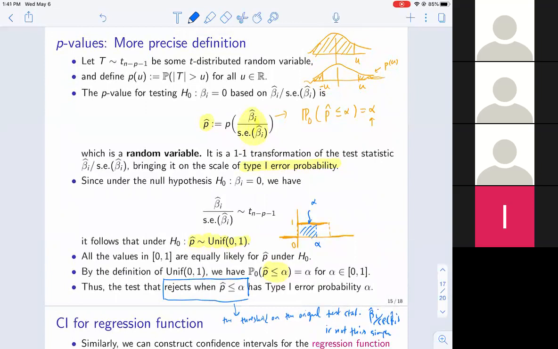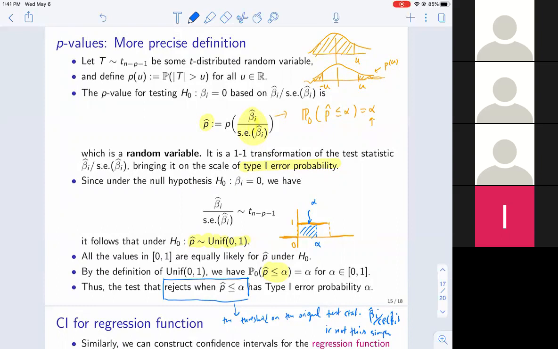Do people understand this more or less? So for example, if you compute the p-value and you see that it's like 0.5, you reject the test at level 0.05. But you can't say the null is correct with probability 0.5. That doesn't make sense, okay?